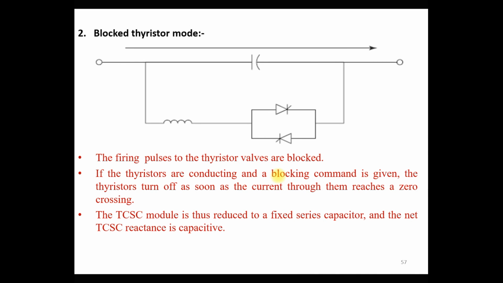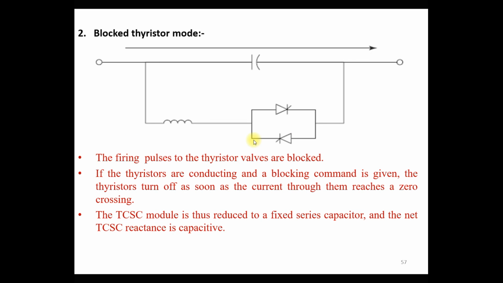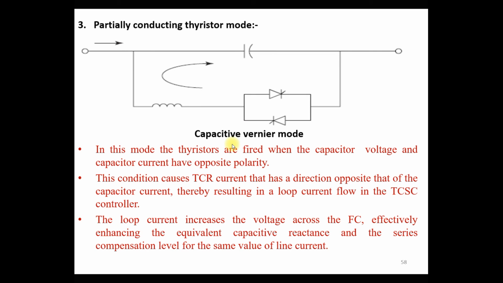So let's revise this. The first mode is the bypass thyristor mode, in which we bypass the capacitor through this thyristor pair. Then second is the block thyristor mode. This is the normal condition when we require full compensation, where we block the thyristors by removing all the gate pulses. And third is the partially conducting thyristor mode, which has two parts. One is the capacitive vernier mode and another is the inductive vernier mode.